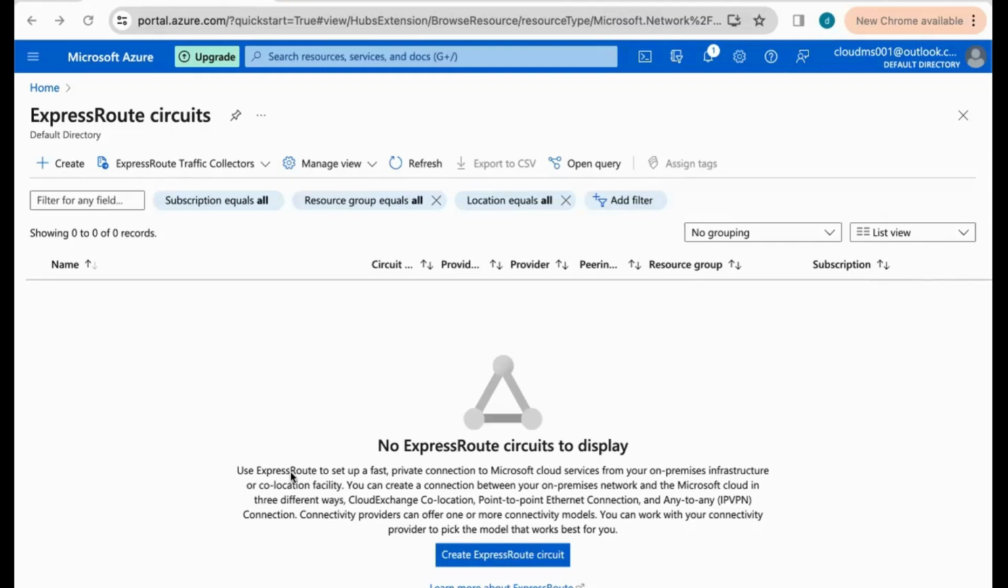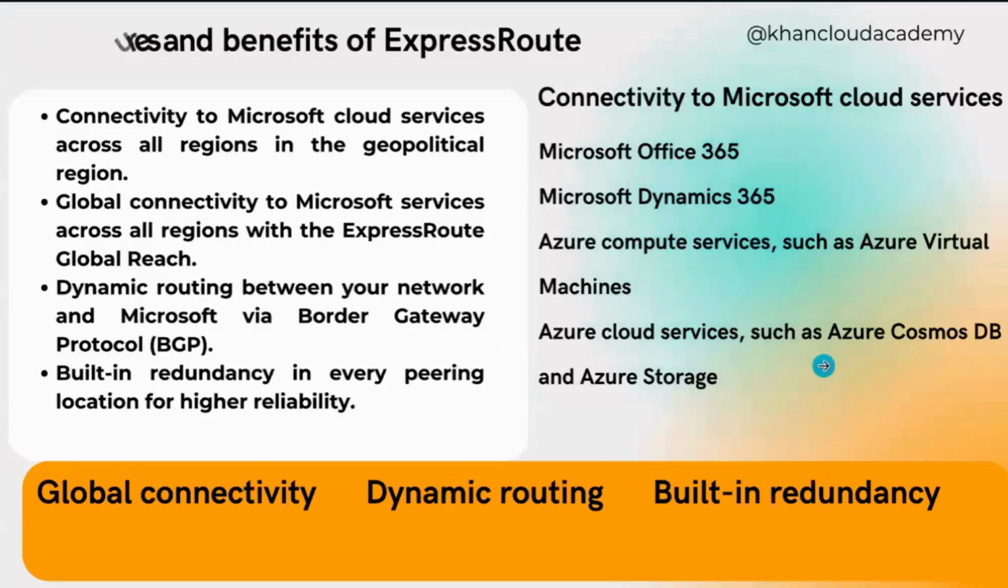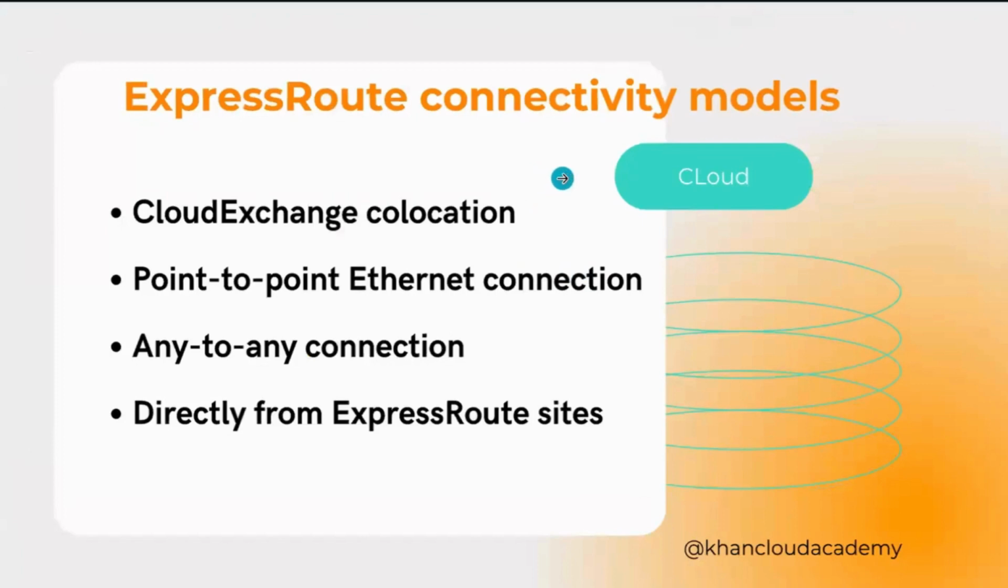So ExpressRoute has connectivity models as well. ExpressRoute supports four models generally, where you connect your on-premises network to the Microsoft cloud. So ExpressRoute connectivity models: cloud exchange co-location, point-to-point Ethernet connection, any-to-any connection, and directly from ExpressRoute sites to the cloud. You have to remember this, right?